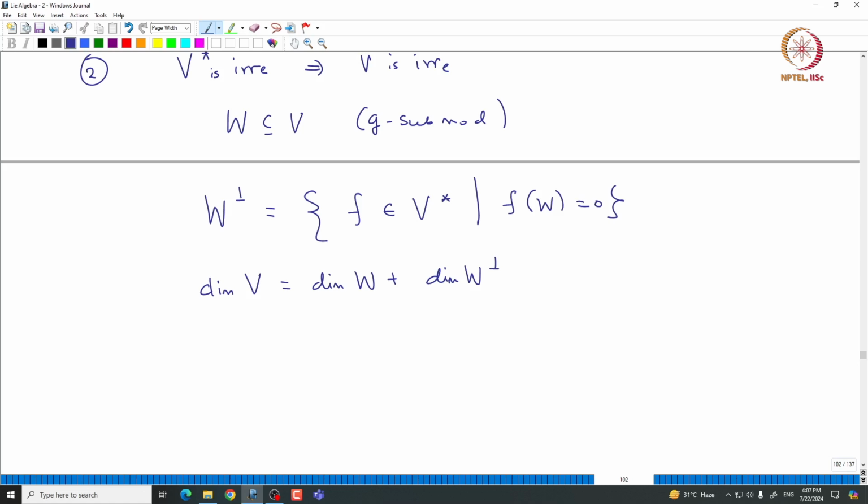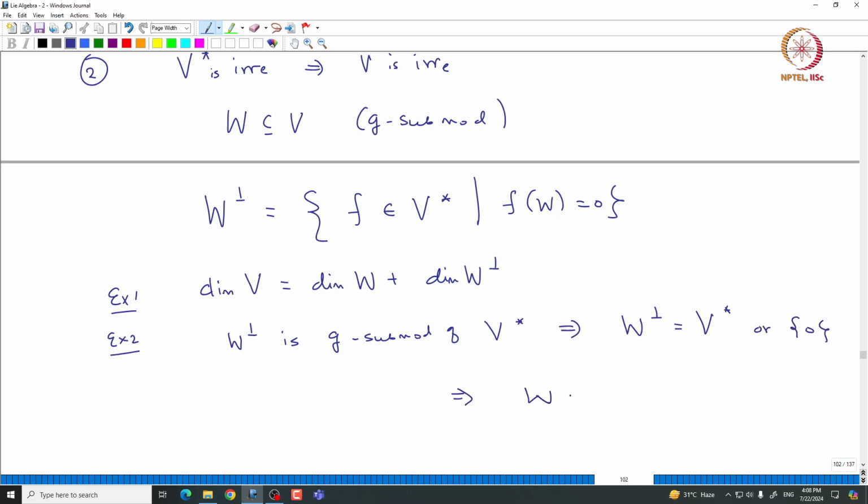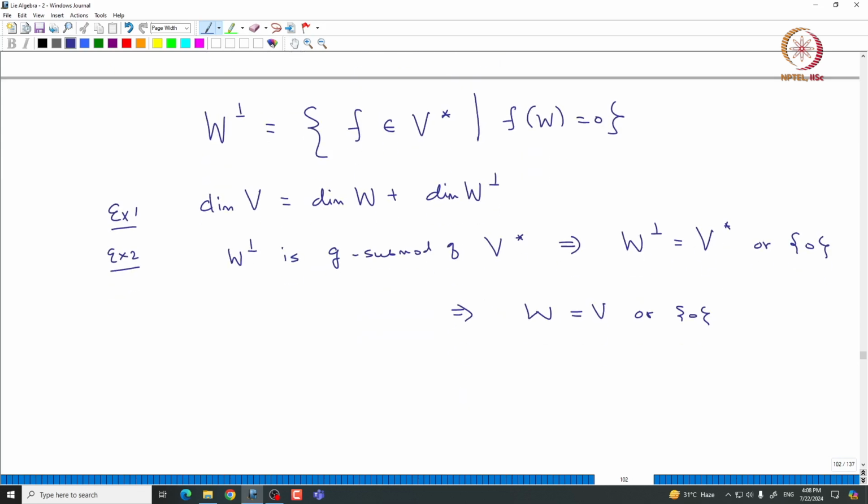So, now one can easily prove that this W perp is indeed a G submodule. Okay. I will leave it to you to check. So, this is the first checking, this is the second checking. W perp is indeed a G submodule of V star, and this immediately implies W perp is either capital V star or 0, and this immediately implies that W is either capital V or 0. Okay. So, that proves that V is irreducible.